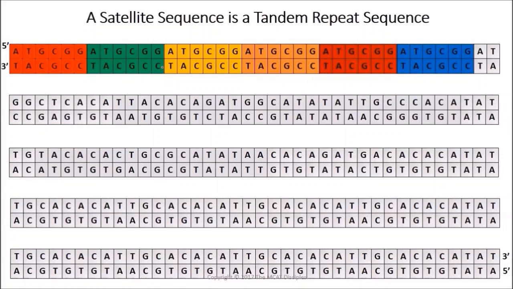So tandem just means one after another. Repeat means clearly repeat, and it's a sequence. We could also call it a satellite element. You may hear that terminology. It's just saying the same thing.